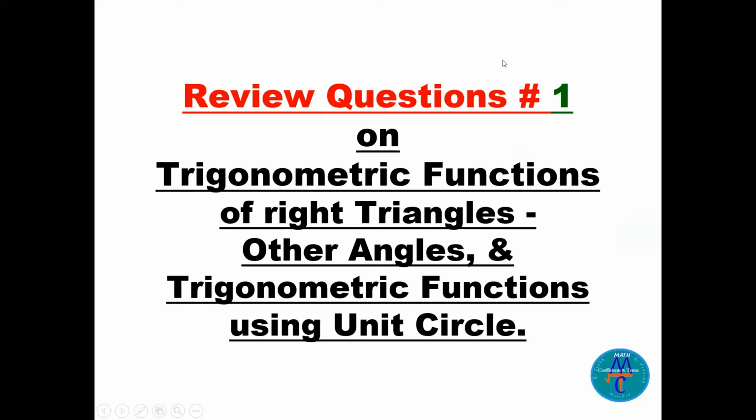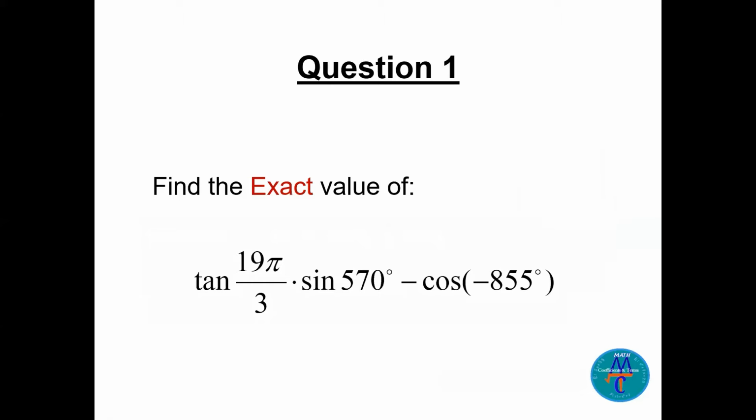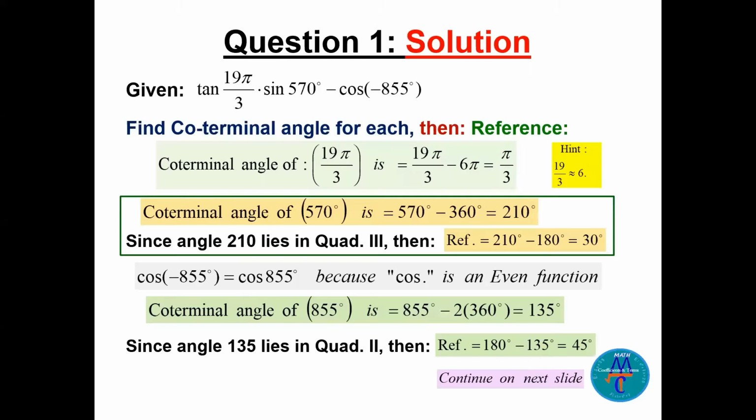This is review questions number 1 on trigonometric functions of right triangles and other angles, and also trigonometric functions using the unit circle. Question number 1: find the exact value of tan 19 pi over 3 times sine 570 degrees minus cosine of minus 855 degrees.